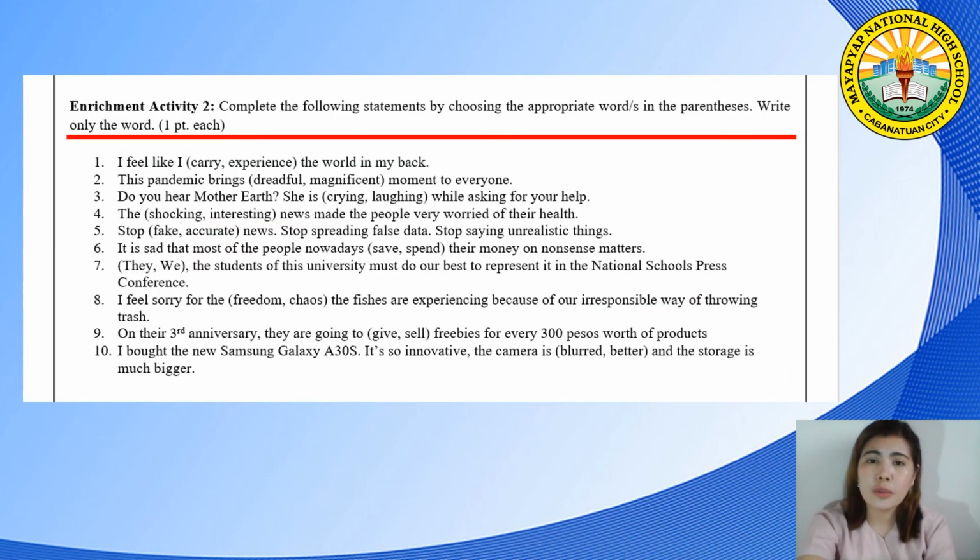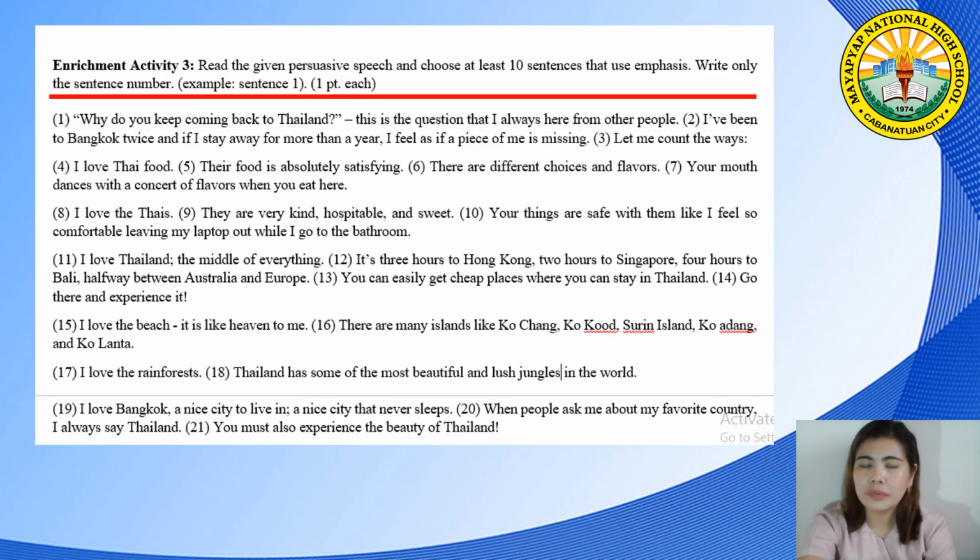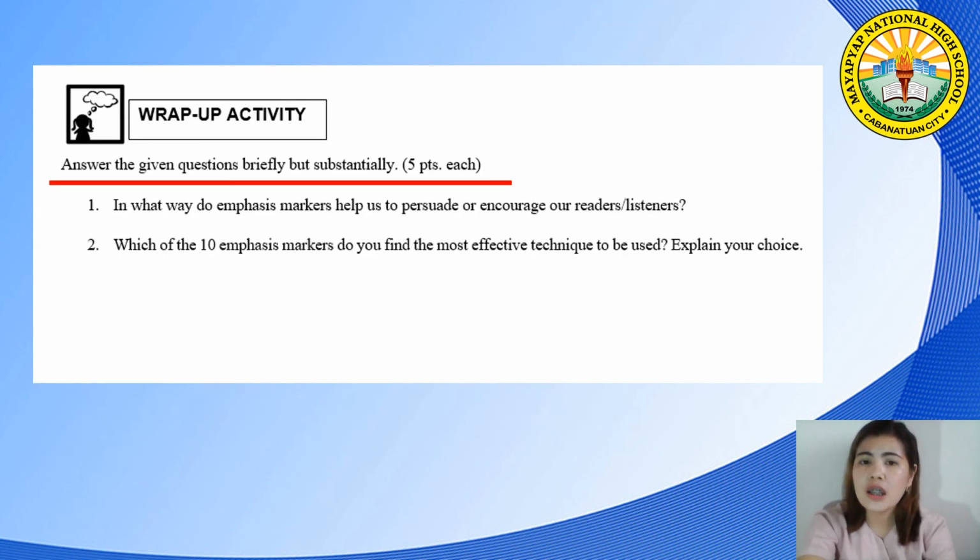For the second enrichment activity, choose the appropriate word to complete the given statements. Write only the word. For your third activity, read a persuasive speech and choose at least 10 sentences that emphasize ideas. Write only the number of the sentence that corresponds to your answer. And for your final activity, answer the given questions briefly based on your understanding of the lesson, and that will be 5 points each.